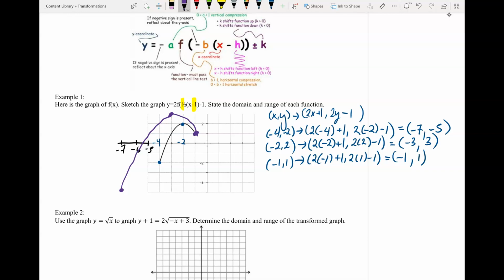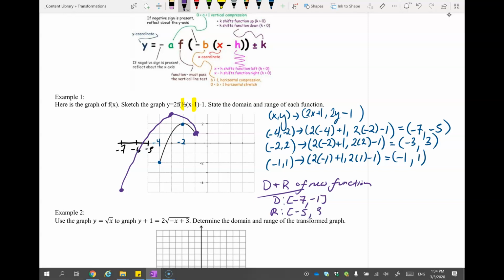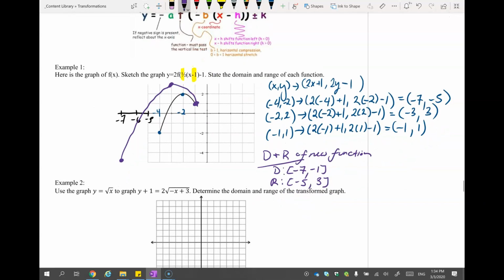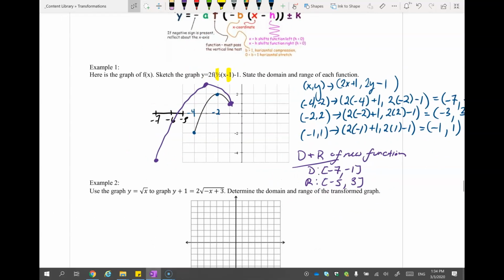If you want to find the domain and range of the new function, our most left x value is -7, and we include that. Our most right x value is at -1. Our most bottom point is at -5, and our highest point is at 3. And that's our domain and range of the new function.